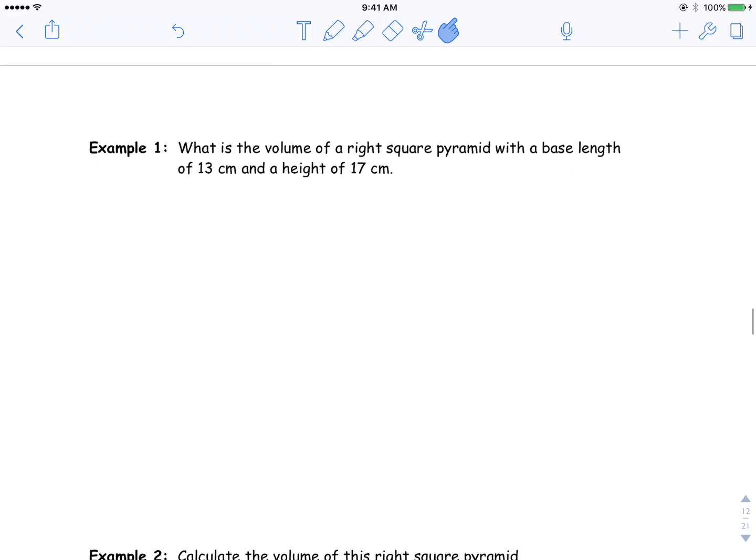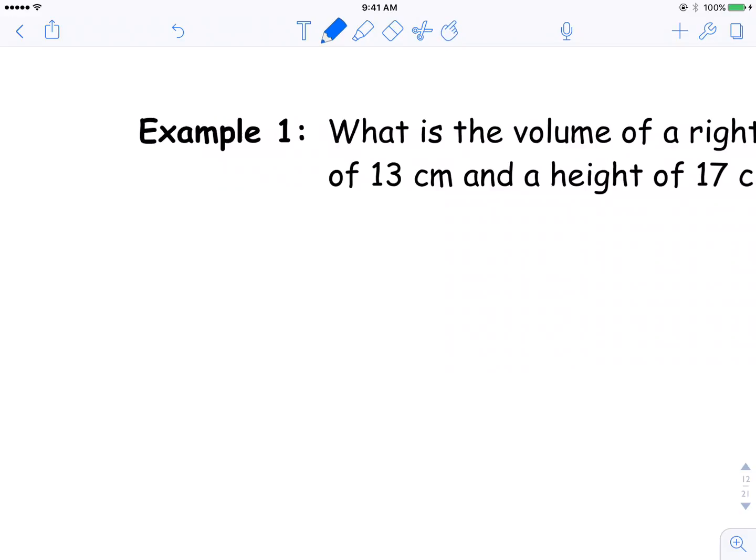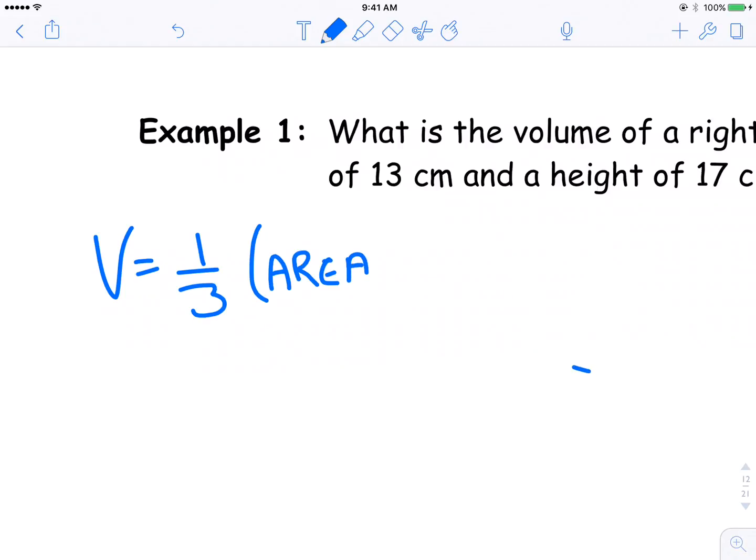So let's look at example 1. It says, what is the volume of a right square pyramid with a base length of 13 and a height of 17? If we look at our formula, the volume of a square base pyramid is volume equals 1/3 area of base times height. Now that height is the actual height from the center of the pyramid up to the apex, from the middle, not the slant height. Remember, those are different. Slant height we use in surface area, height we use in volume.